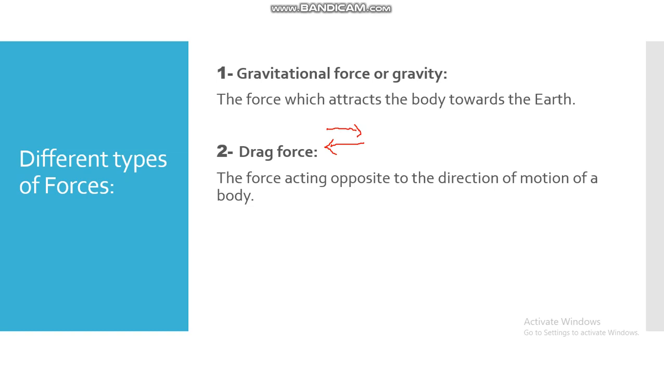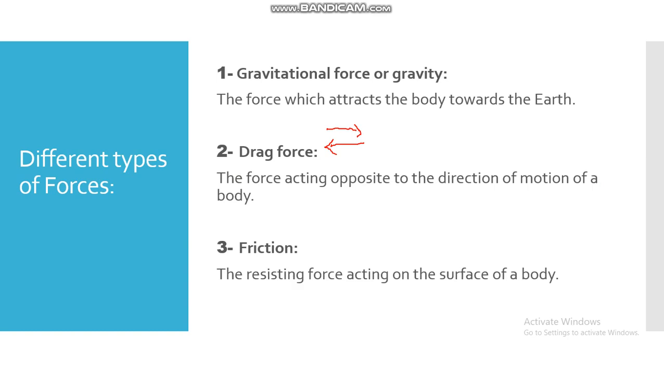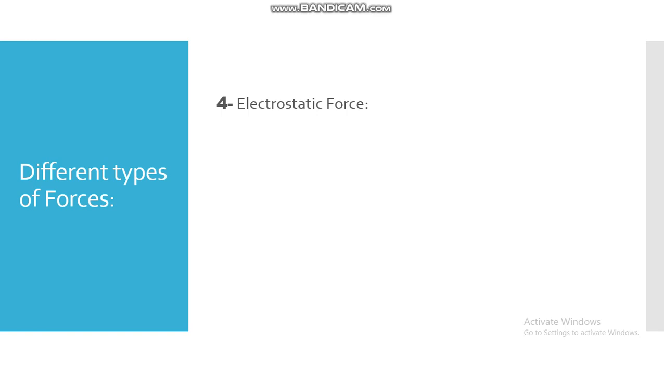Now the next type is friction. Now what is friction? The resisting force acting on the surface of a body. For example, if there is a rough surface and you move your hand over that surface, you may feel some resisting force. So this resisting force is called the friction force. Friction force is another type of force, and its definition is the resisting force acting on the surface of a body.